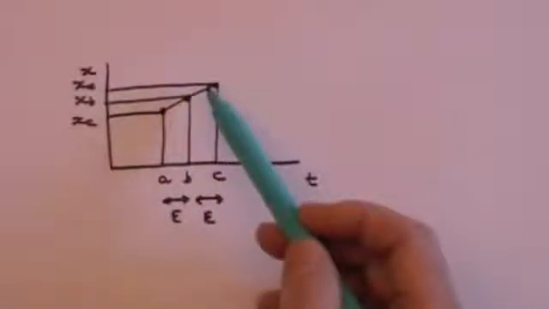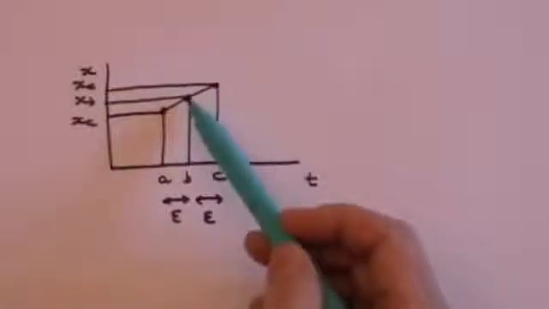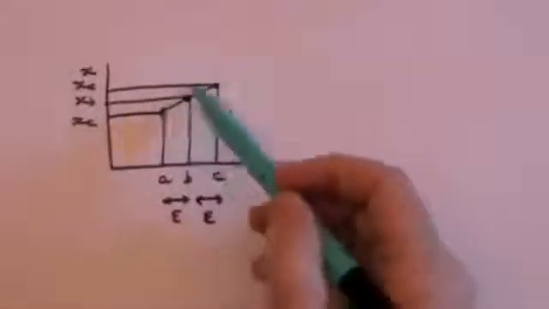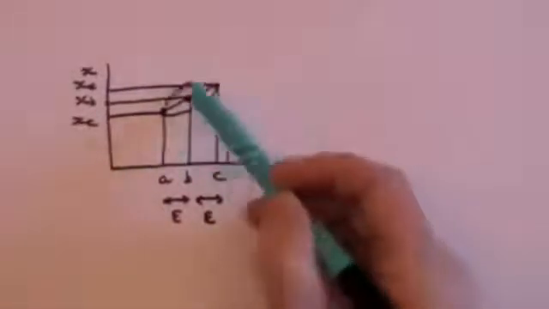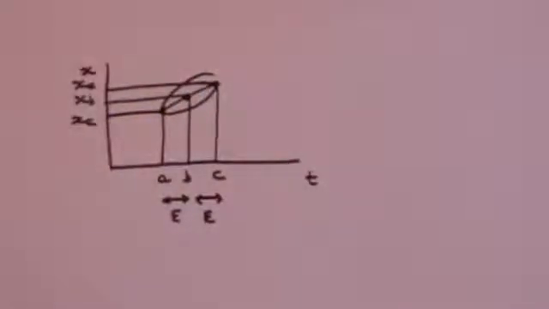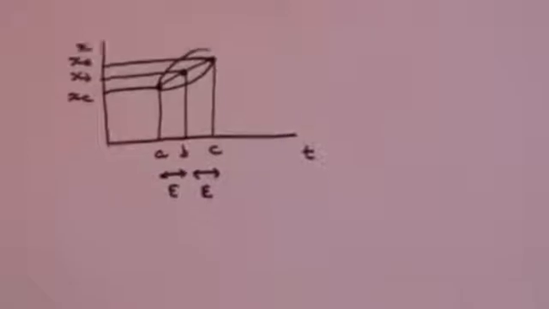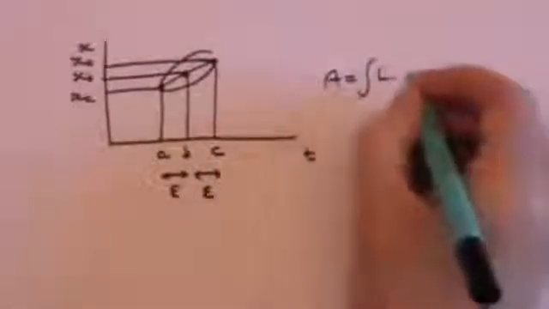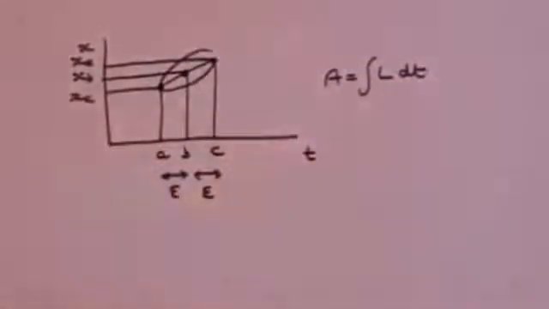The question I want to ask myself is, why did the ball go through point xb en route from xa to xc? Why didn't it do something like that, or something like that, something like that? What made it go through xb? And we know the answer to that. That is when the action, which is the integral of the Lagrangian over the whole of time, is minimised.